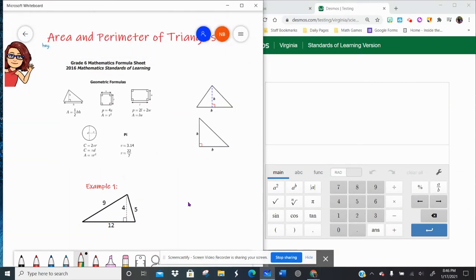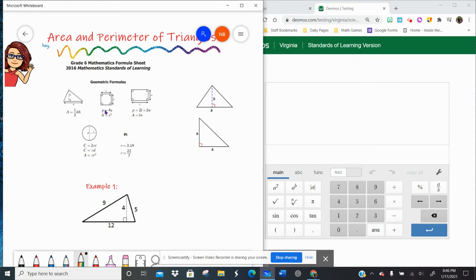We are going to talk about area and perimeter of triangles today. A little hard to see that title, but it's up there, I promise. So we're going to be talking about how to calculate area. Remember, the space inside a shape, right? How much space the shape takes up. And then perimeter, the distance around the shape. So we're going to talk specifically about triangles.